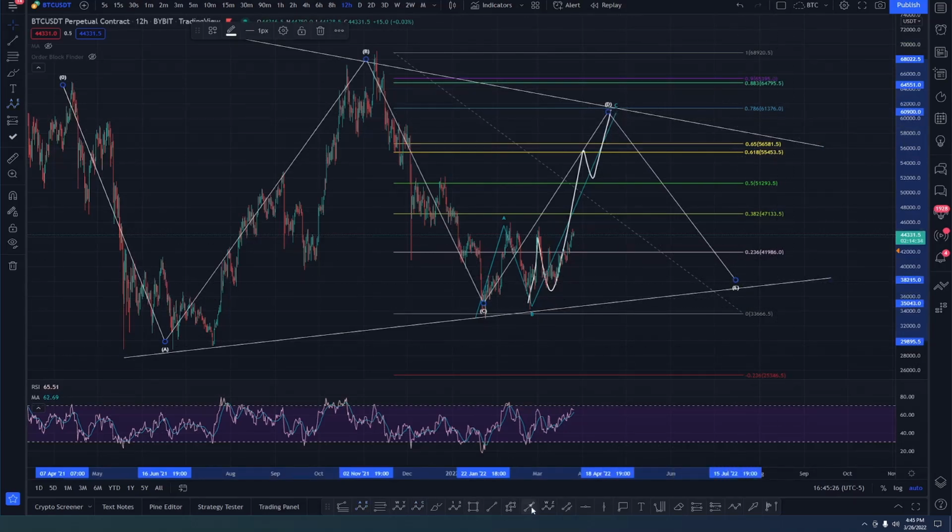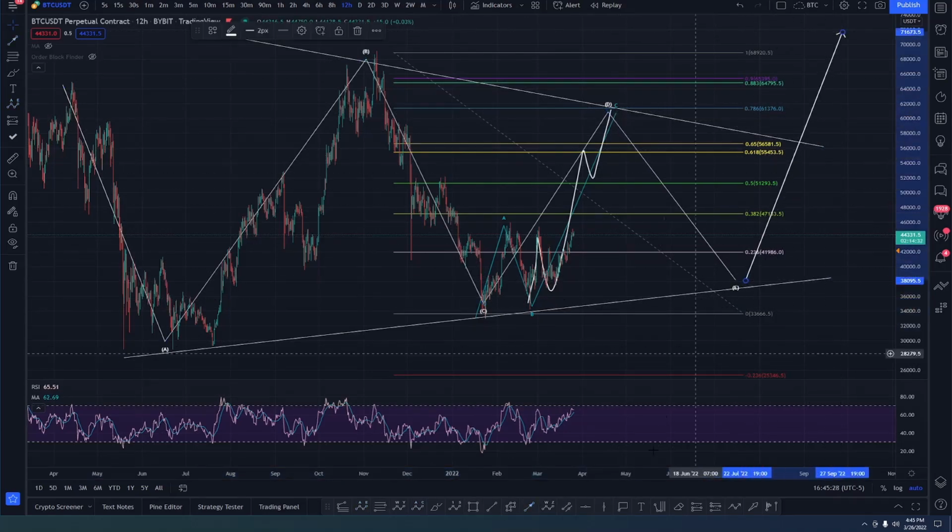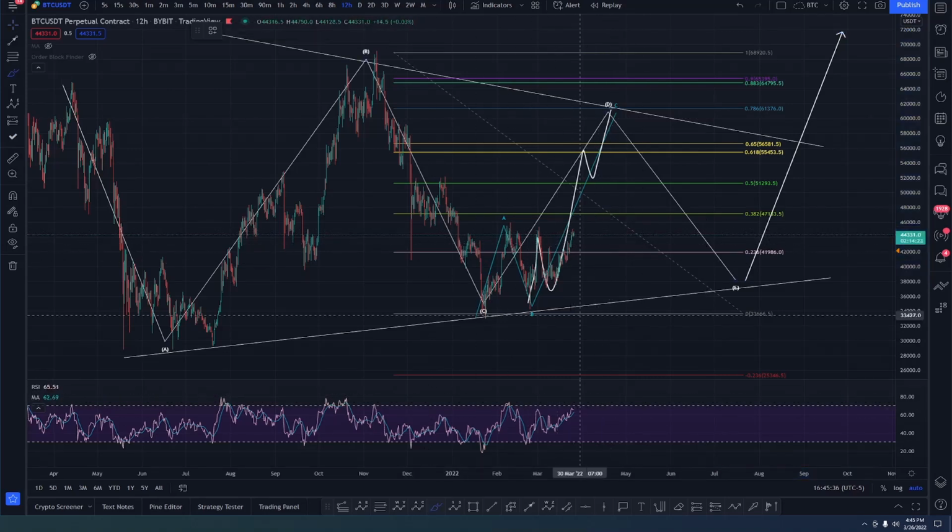And this would imply a move up after E finishes, which would take quite a while. And of course, this is going to take quite a while to play out as well. So that's a possibility that we're watching for here. So if for some reason we break this high, okay, this is a count that I'll be interested in. Now looking at the RSI, I know that we can break the high.